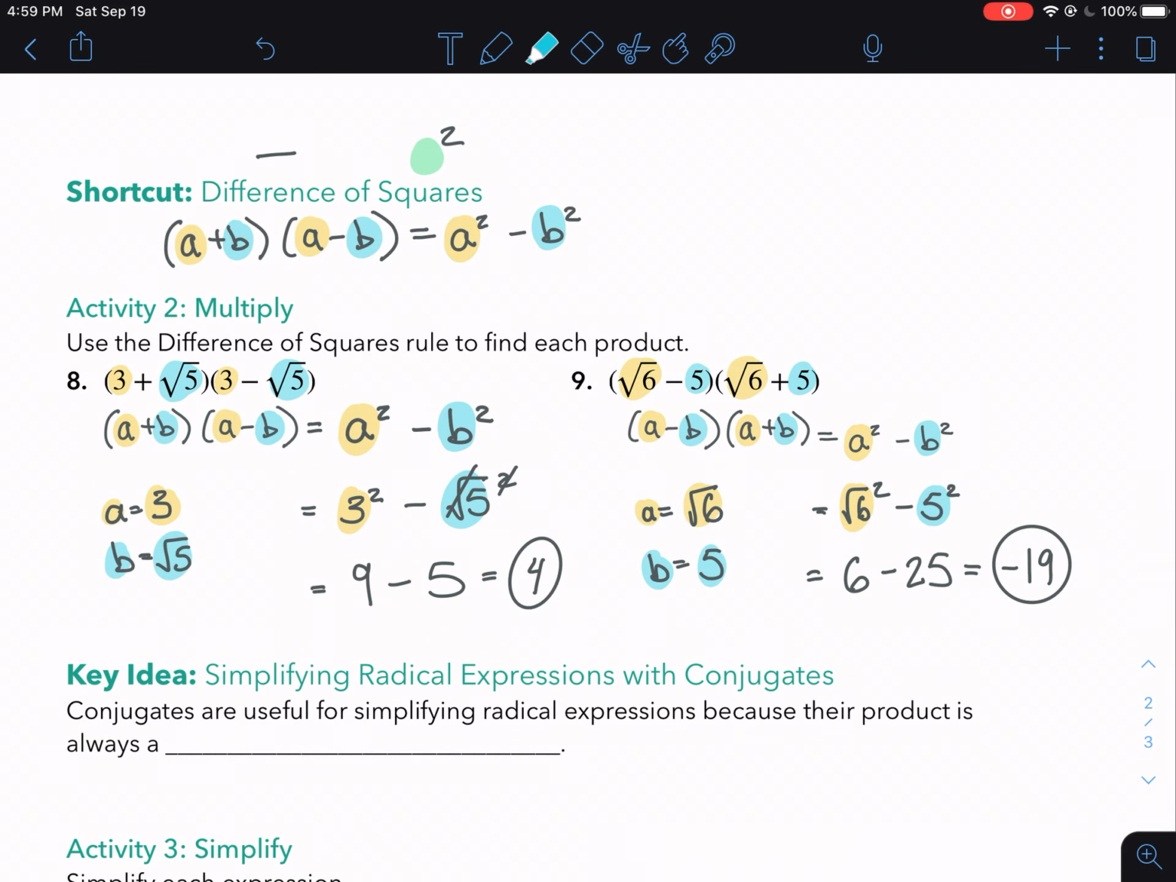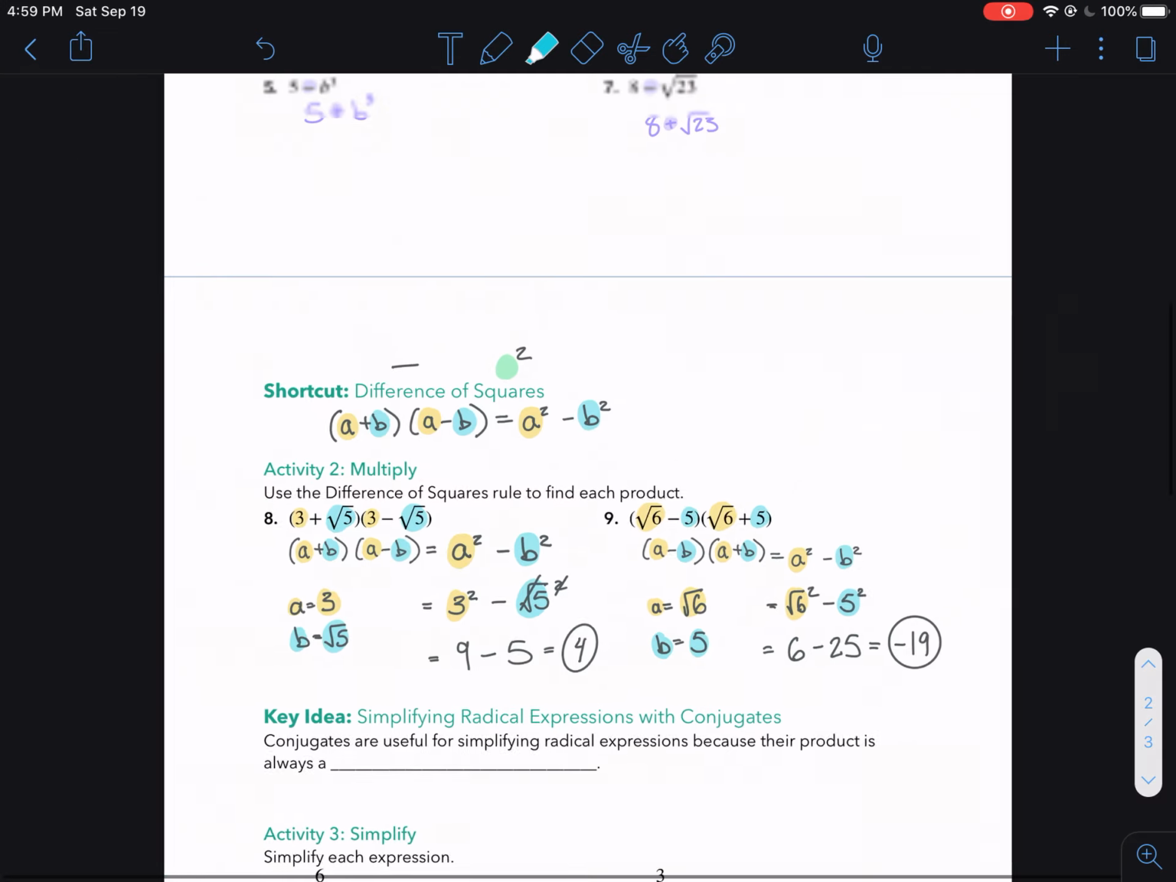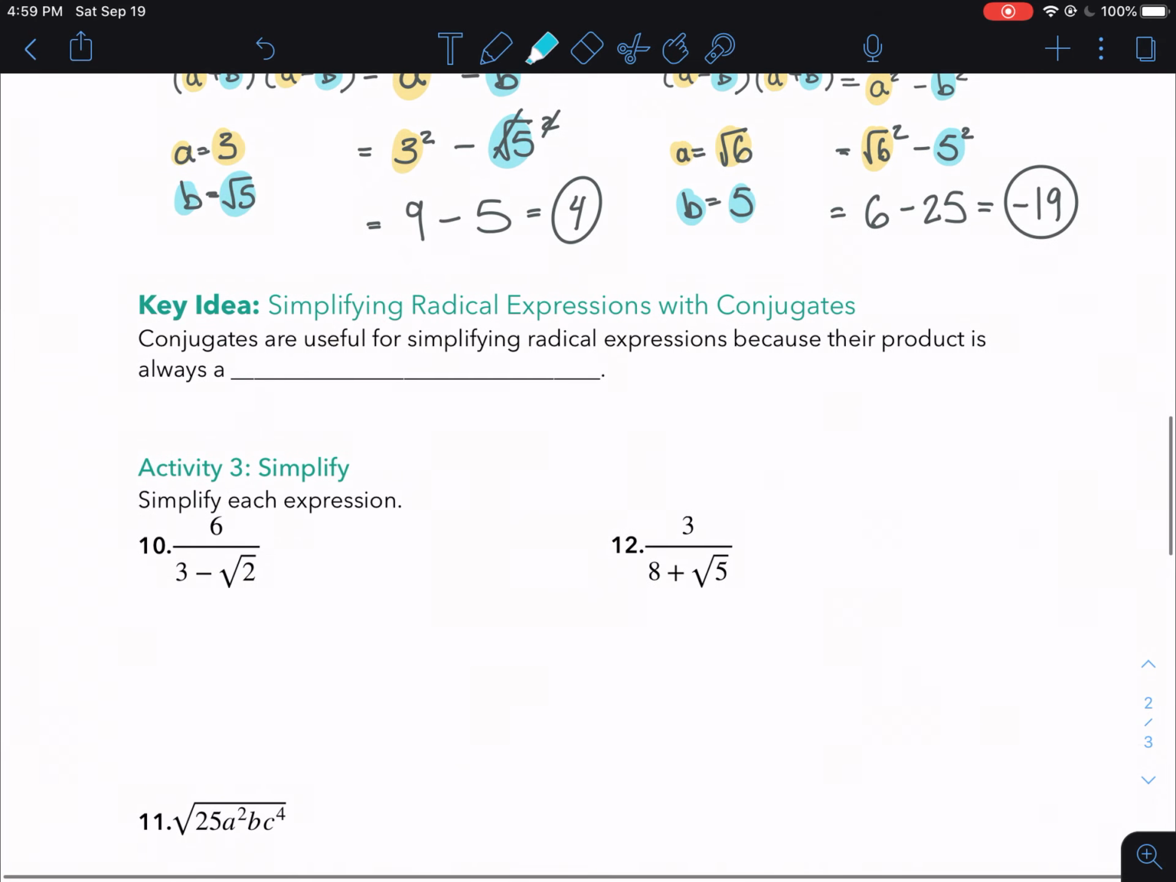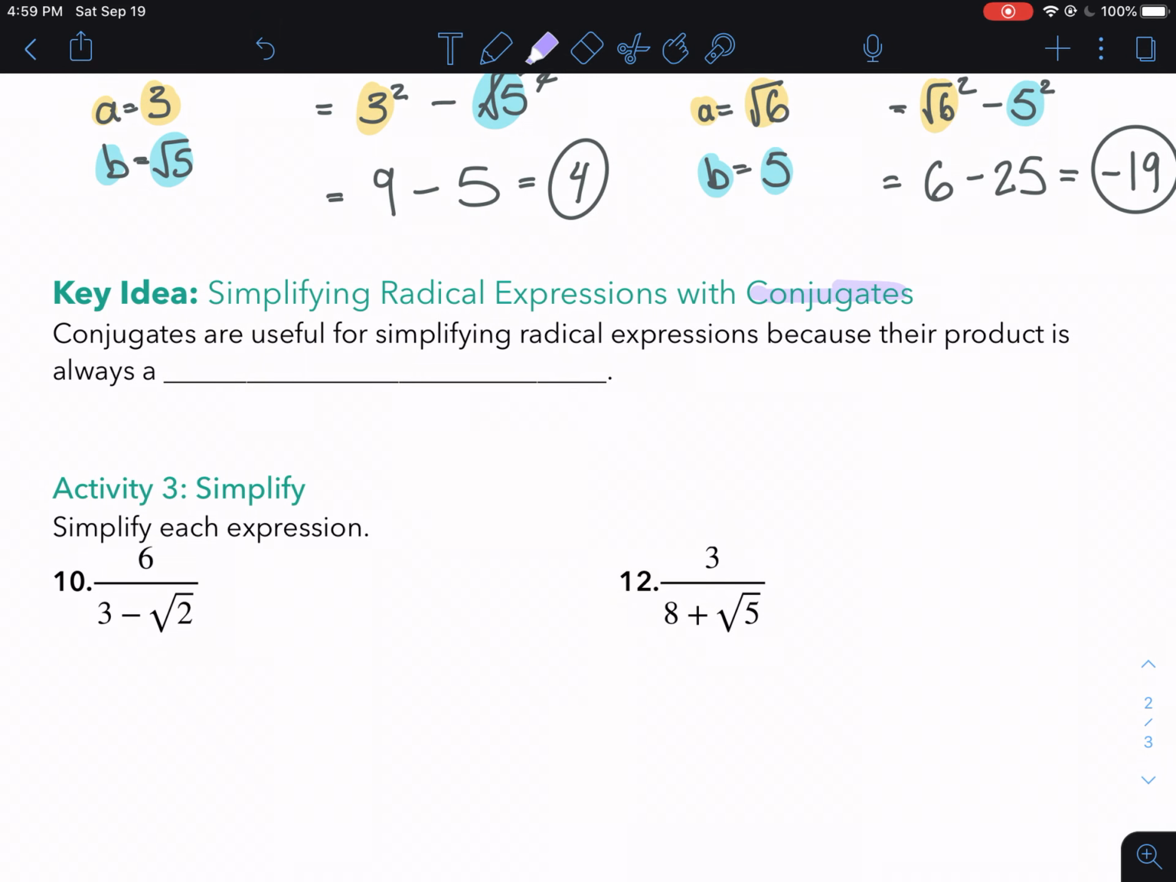Sweet. Okay, so we know that we can use the difference of squares shortcuts to clean up some yucky numbers. That's awesome. We're going to use the same concept to help us simplify radical expressions with our conjugates. What color did I color code conjugate? I made it lilac. Alrighty, so we can use our conjugates to help us simplify radical expressions. The reason we can do that is their product is always going to be a rational number.